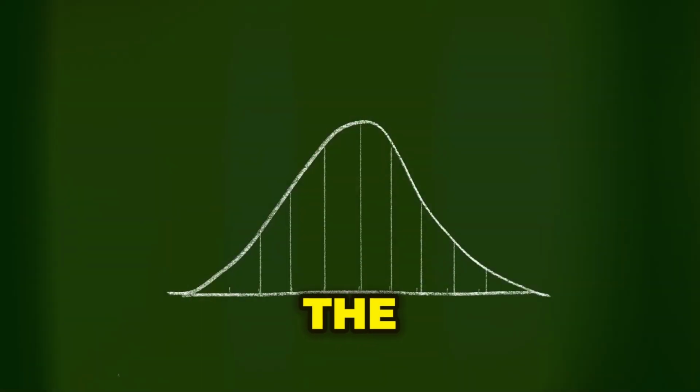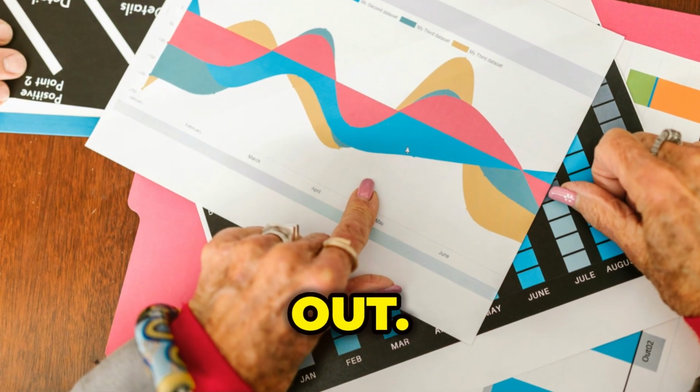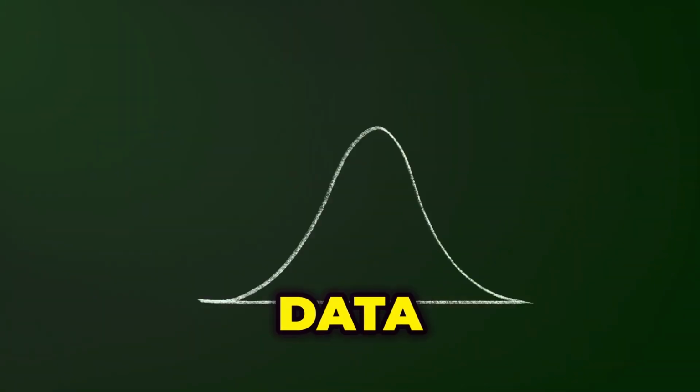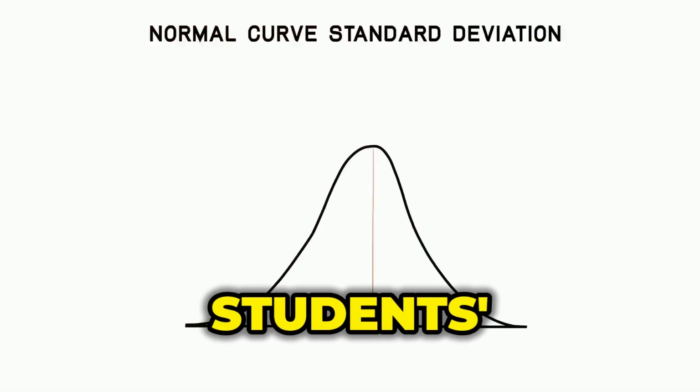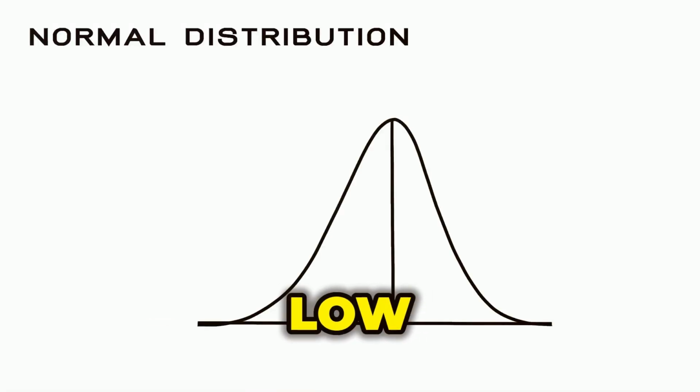Another important concept is the normal curve, often called the bell curve. This curve shows how data is spread out. Most data points fall in the middle, with fewer points at the extremes. If the sleep data forms a bell curve, you can tell that most students' test scores are around the average, with a few very high and very low scores.